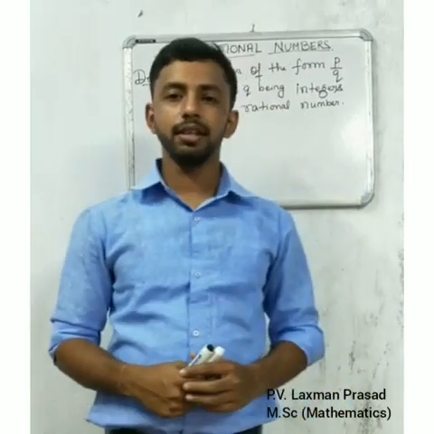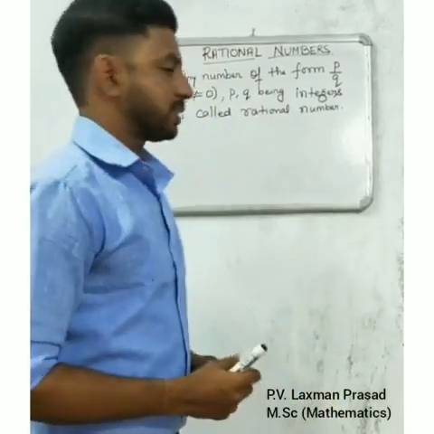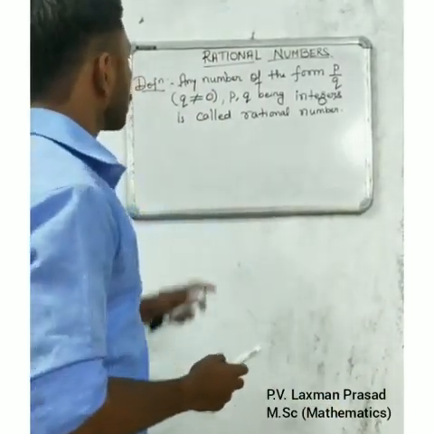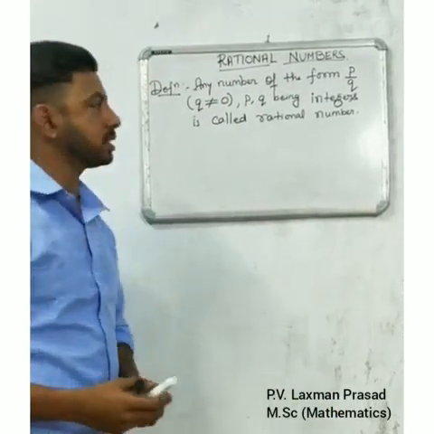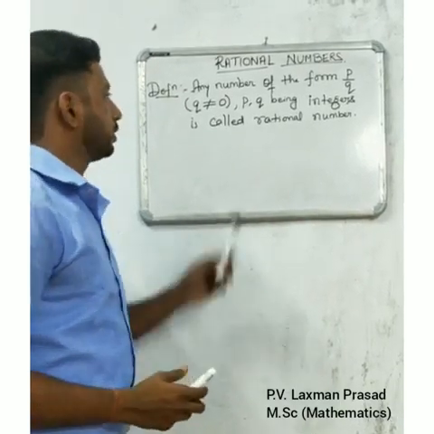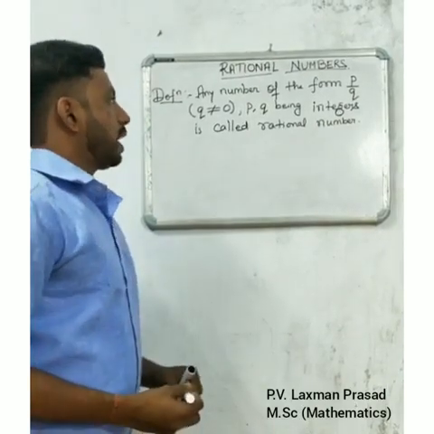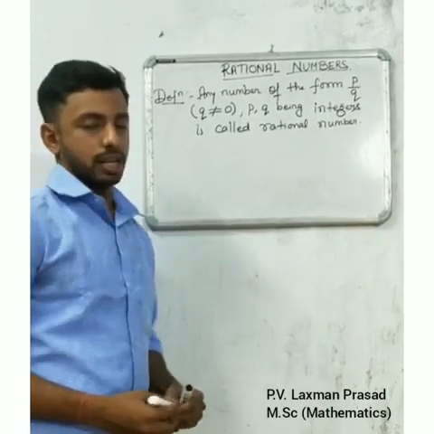Today we will be discussing rational numbers and their properties. So let's get started. The definition of a rational number is any number of the form p by q, where the denominator q is non-zero, and p and q are integers.